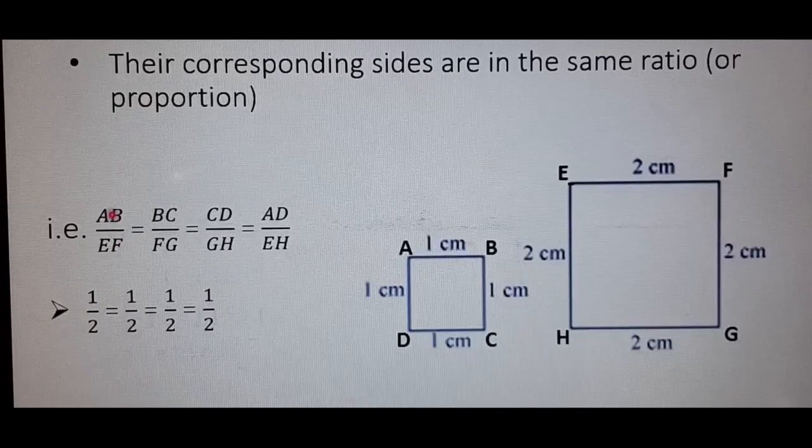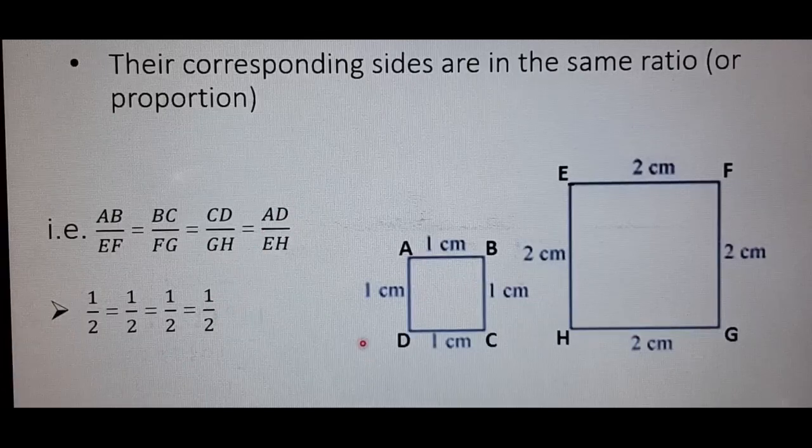So I'll just fill in the values. AB is equal to 1 centimeter, I have written 1. EF is equal to 2 centimeters, so I have written 2. BC 1 centimeter, FG 2 centimeter. CD 1 centimeter, and GH 2 centimeter. AD 1 centimeter, and EH 2 centimeters.